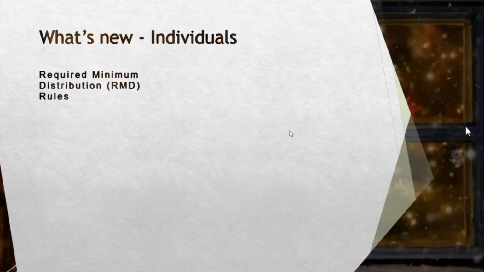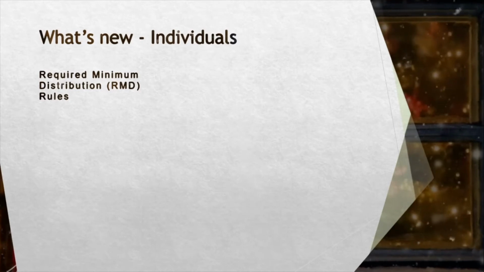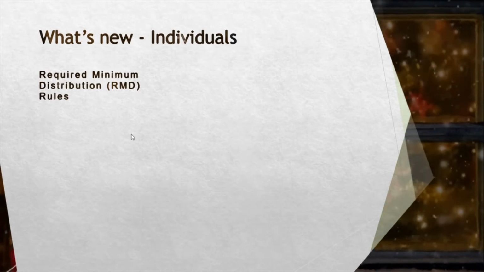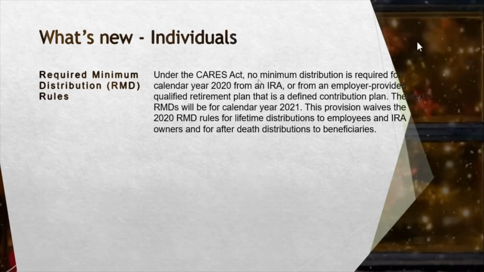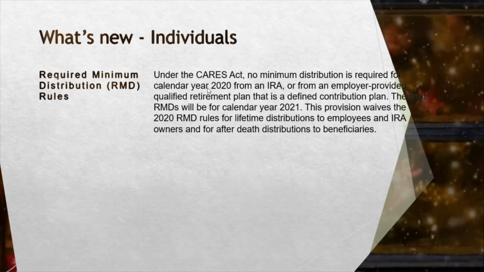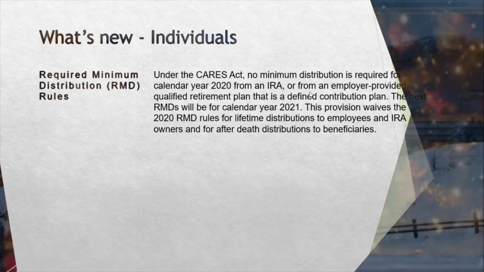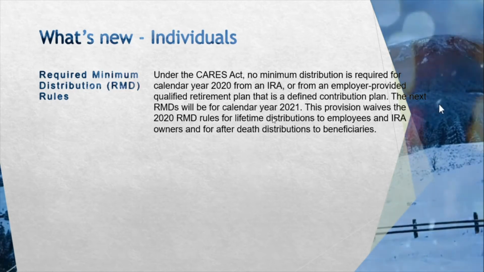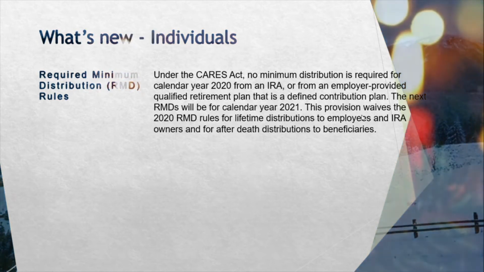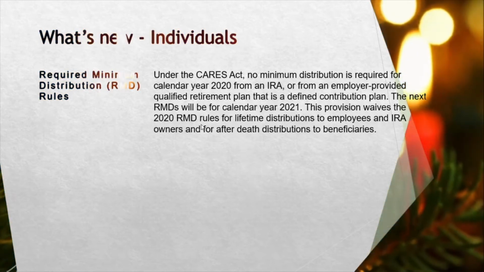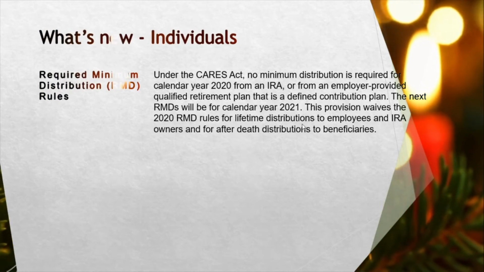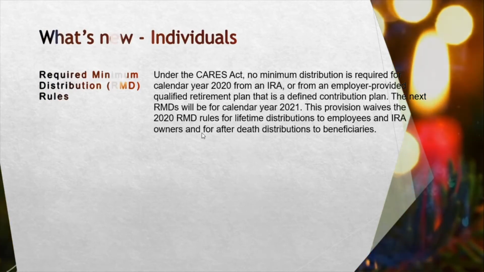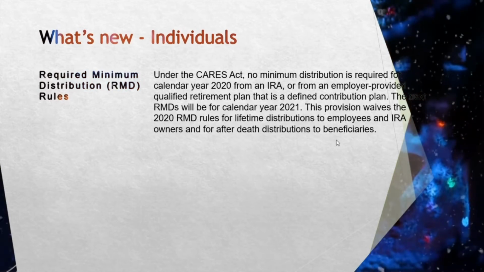Required minimum distribution. Okay, let's see. Under the CARES Act, no minimum distribution is required for calendar year 2020 from an IRA or from an employer-provided qualified retirement plan that is a defined contribution plan. The next RMD will be for calendar year 2021. This provision waives the 2020 RMD rules for lifetime distributions to employees and IRA owners and for after-death distributions.